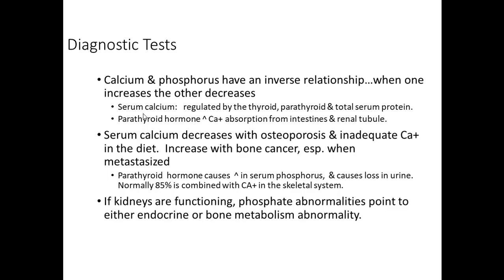All right. So we kind of talked about calcitonin and parathyroid hormone working together. Calcitonin actually decreases the calcium in the blood. It inhibits bone reabsorption, and it causes increased excretion of the calcium by the kidneys.